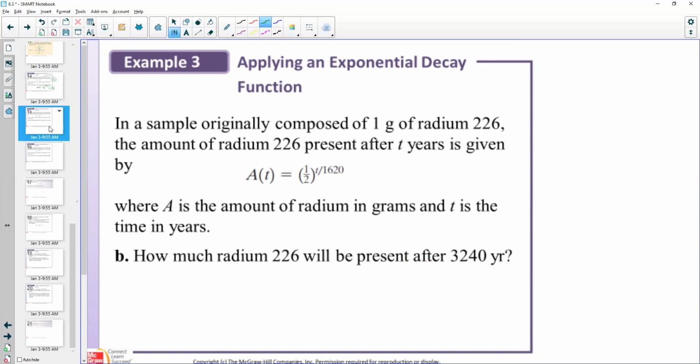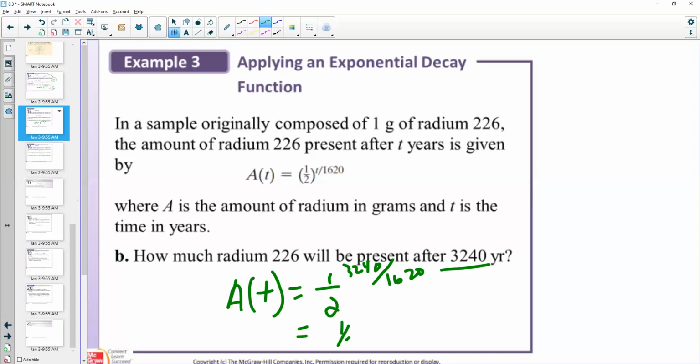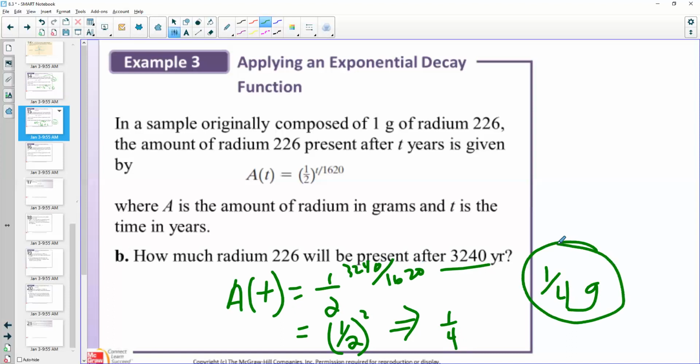In the sample, same question: how much radium will be present after 3,240 years? Well, we're going to do the same thing. A of T equals half to the power of 3,240 divided by 1,620. All right, we'll divide those two. You're going to find out that 3,240 divided by 1,620 is 2. So 1/2 squared is just a quarter. Okay, so how much is left after 3,240 years? 1/4 of a gram, because 1/4 of 1 is a quarter.